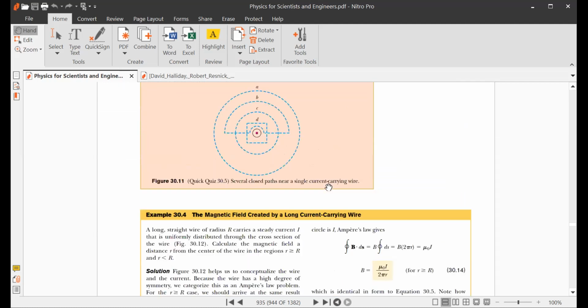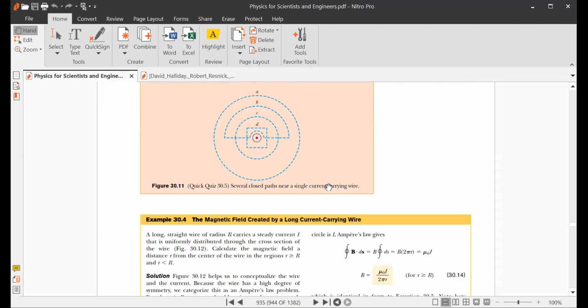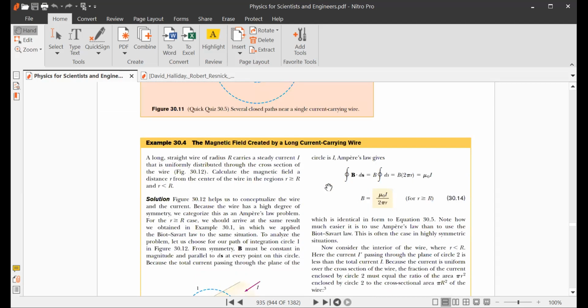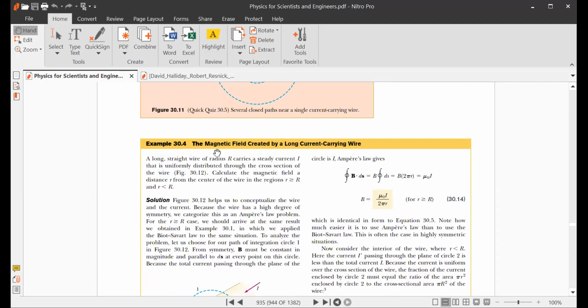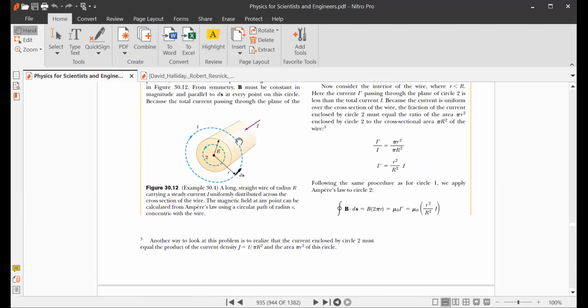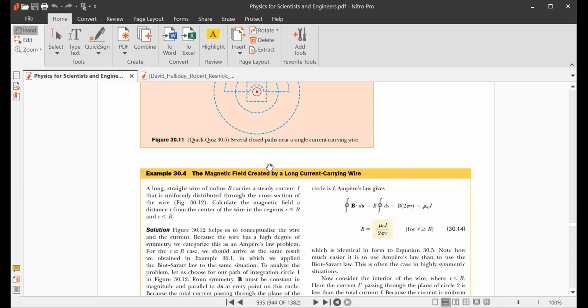Okay. So I will discuss the second example of the application of Ampere's law. It's a very long wire also, but it has a radius, capital R. And in this wire flows the current, and the current is distributed uniformly. It means that the current density is constant, okay?